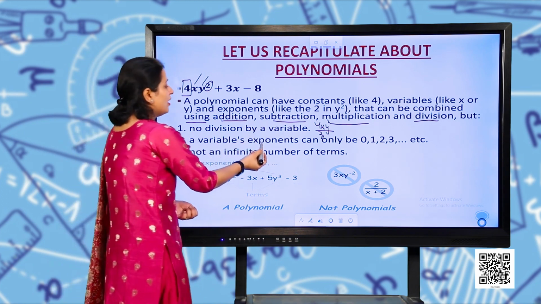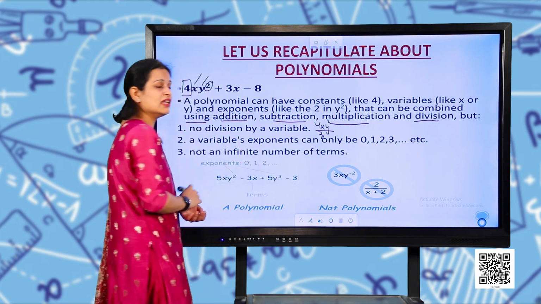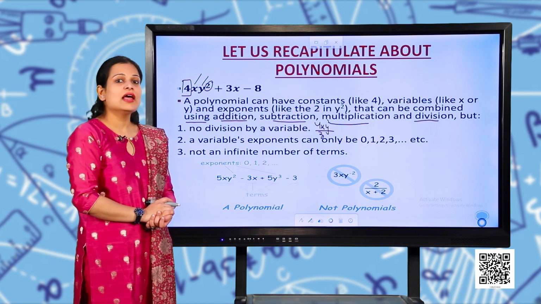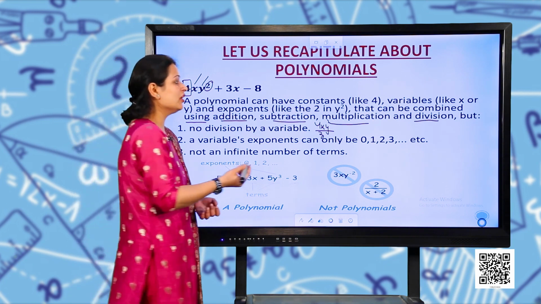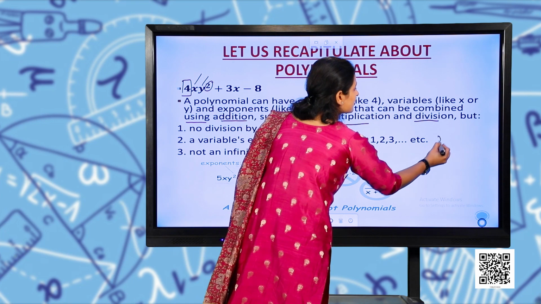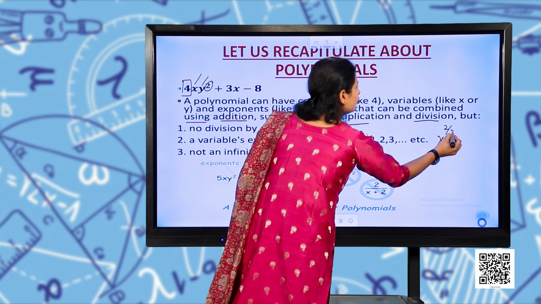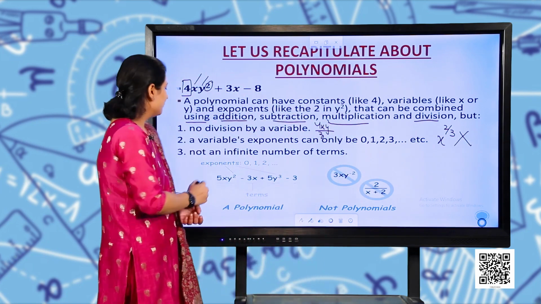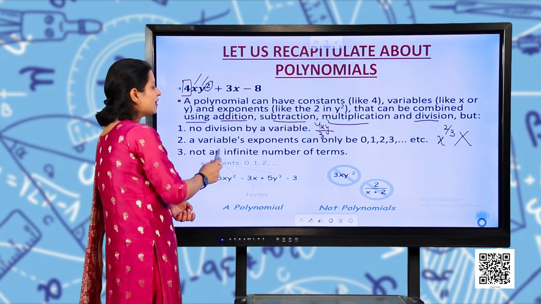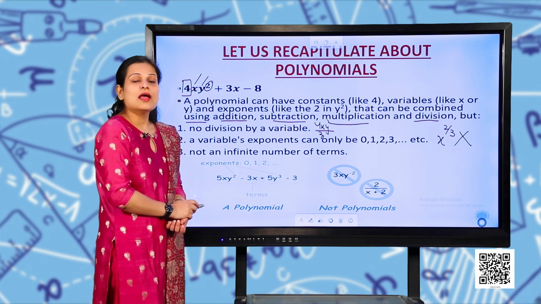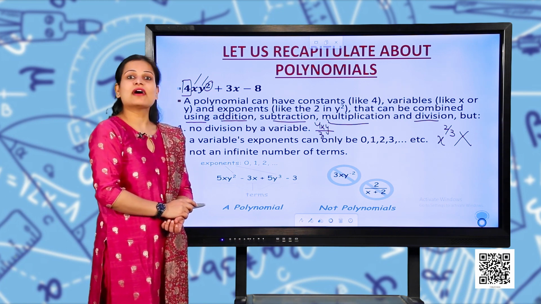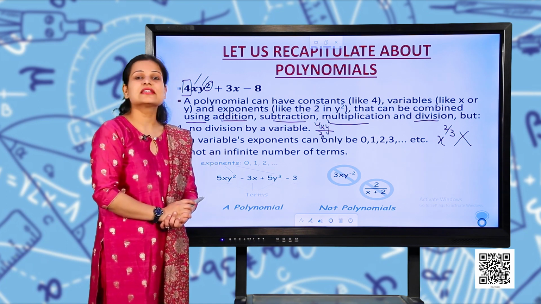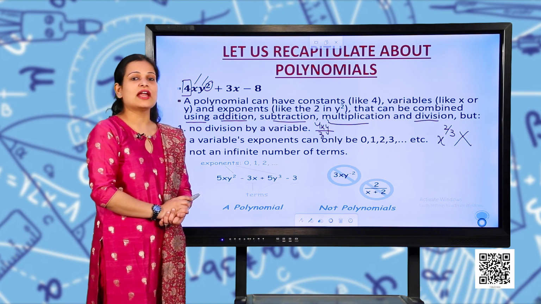Variable exponents can only be 0, 1, 2, 3. Means what? They are whole numbers. They cannot be in the form of a fraction. You cannot write like this, 2 by 3. So, this will not become a polynomial. And the third one is no infinite number of terms. Means it must contain a finite number of terms which are combined together by using addition, subtraction, multiplication and division.